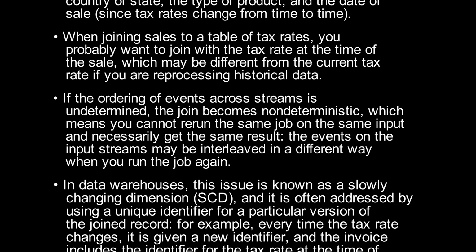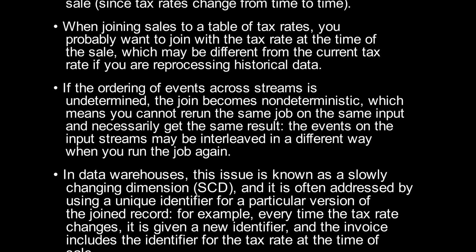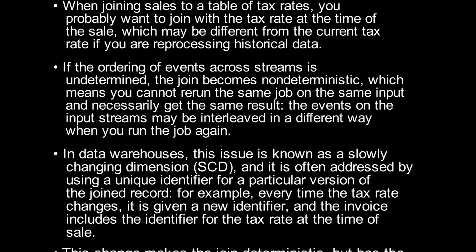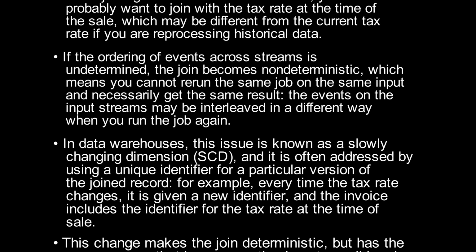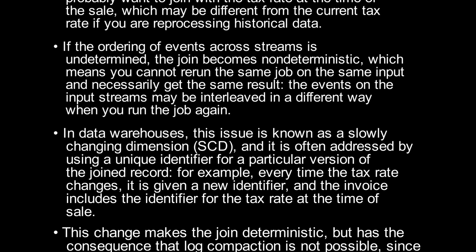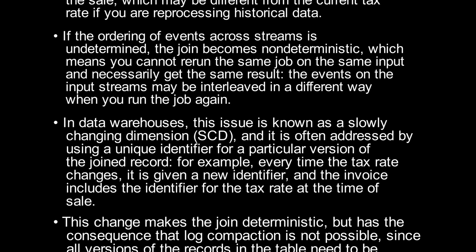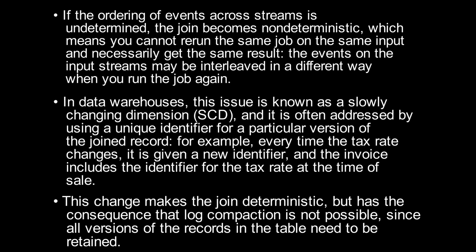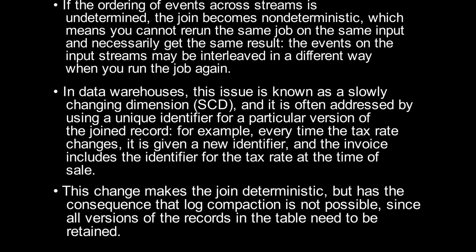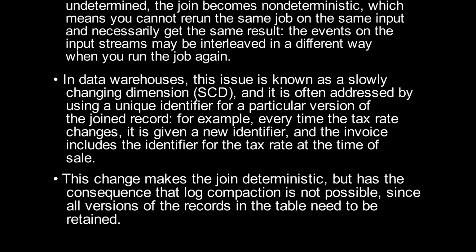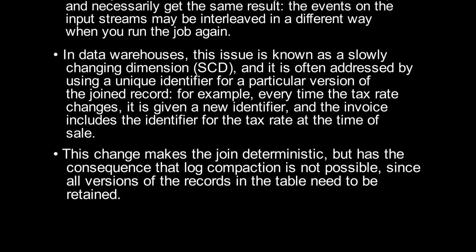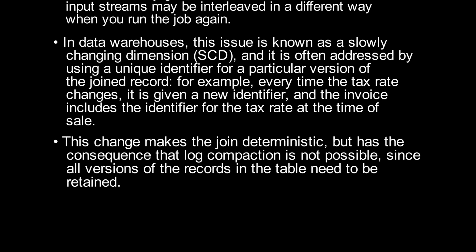In data warehouses, this issue is known as a slowly changing dimension (SCD), and it is often addressed by using a unique identifier for a particular version of the joined record. For example, every time the tax rate changes, it is given a new identifier, and the invoice includes the identifier for the tax rate at the time of sale. This change makes the join deterministic, but has the consequence that log compaction is not possible, since all versions of the records in the table need to be retained.